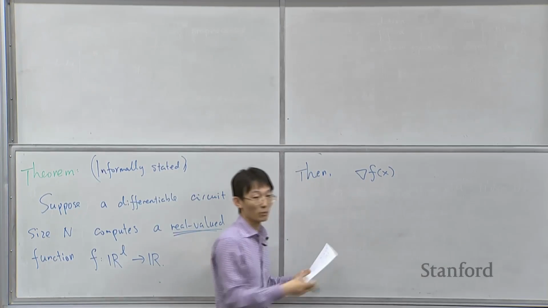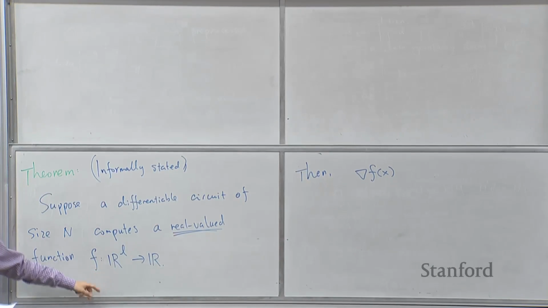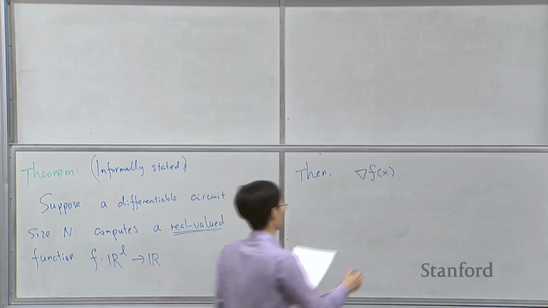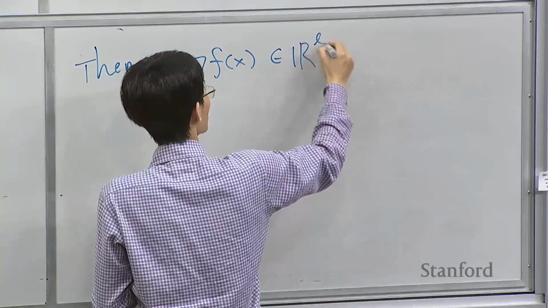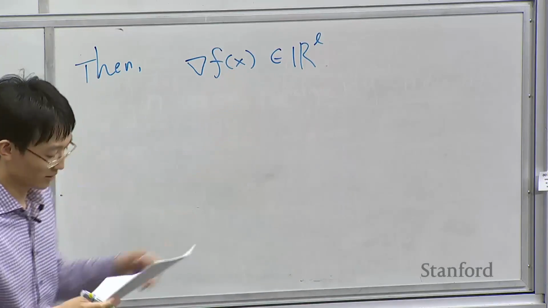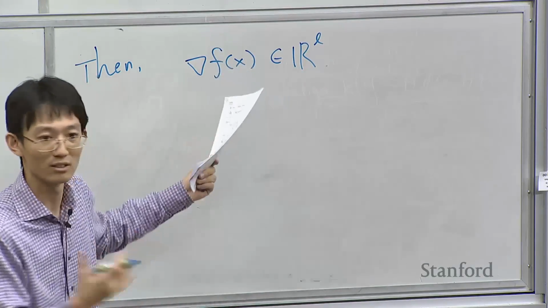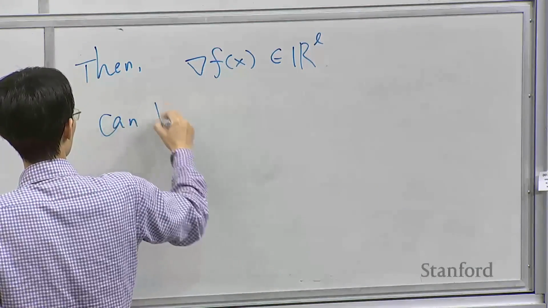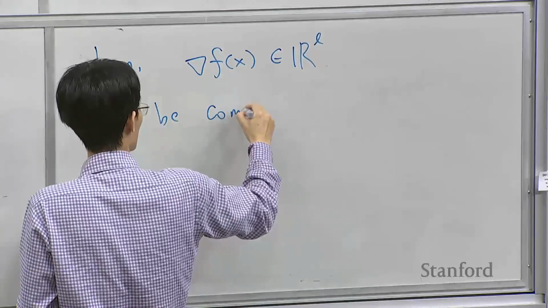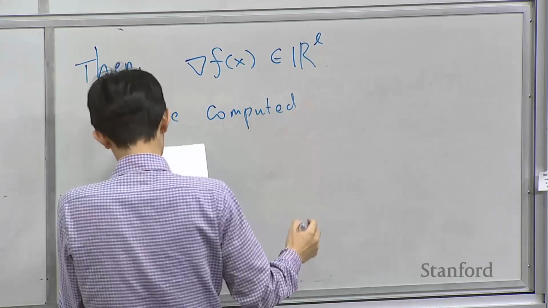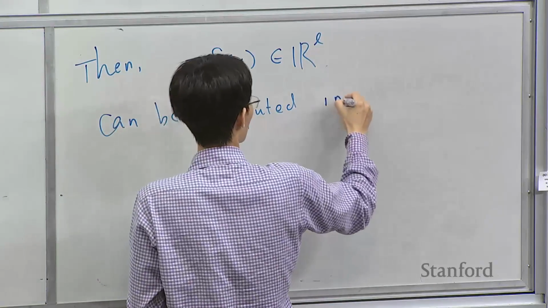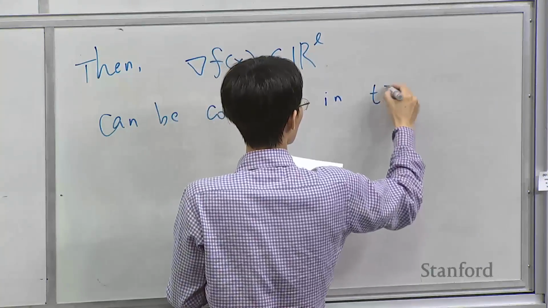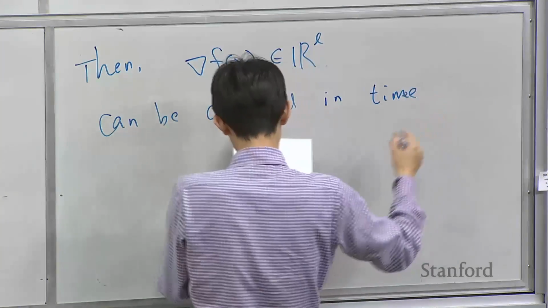So what is the gradient? The gradient at any point is a vector, because you have R^L inputs. The gradient is L-dimensional. So the gradient at a particular point, let's say x, where x is just an abstract point, can be computed in time O(n).